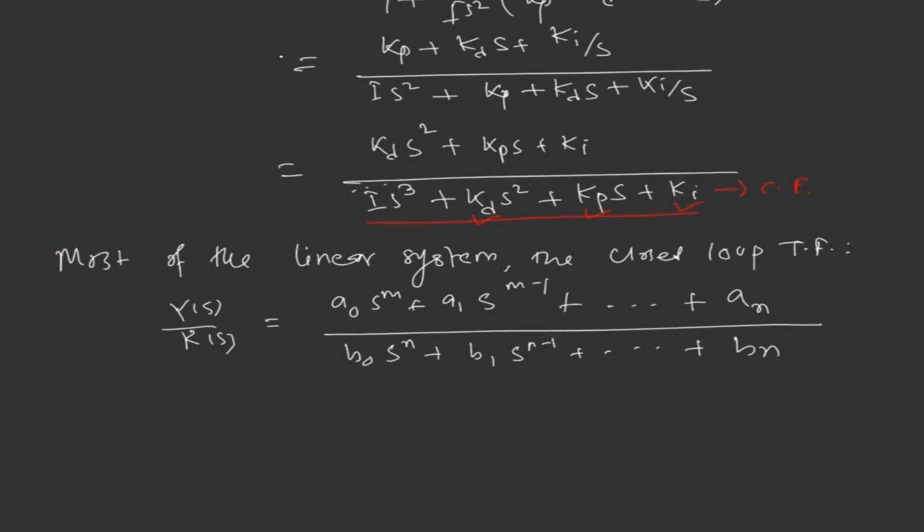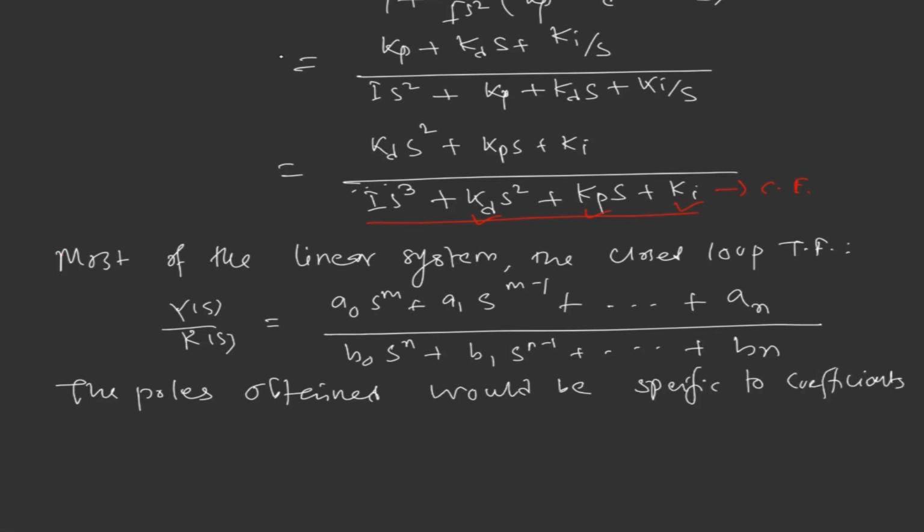And here, generally, we define the stability of the system based on the characteristic equation or the poles of the closed loop transfer function. Now, the values of b naught, b1 till bn will define the stability of the system. So let me write a note. The poles obtained would be specific to the coefficients bi.